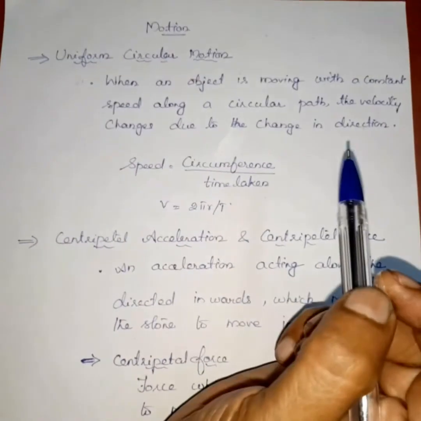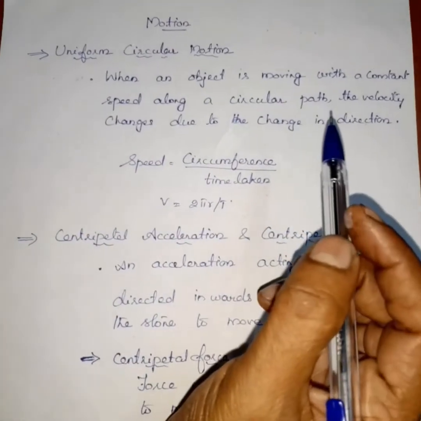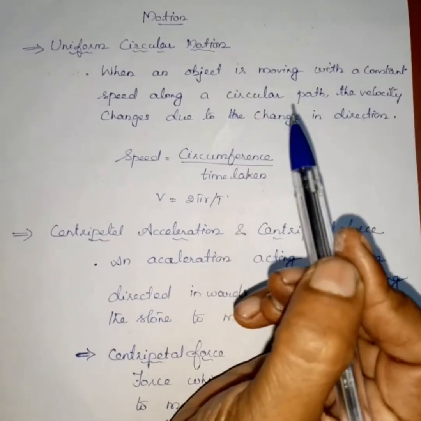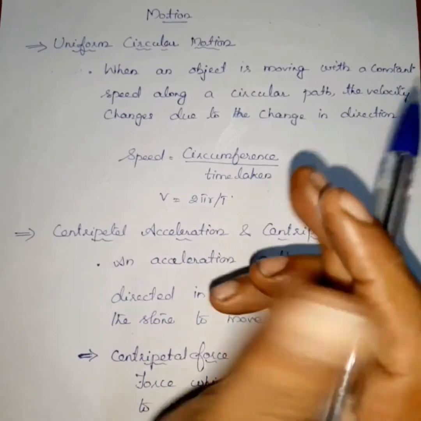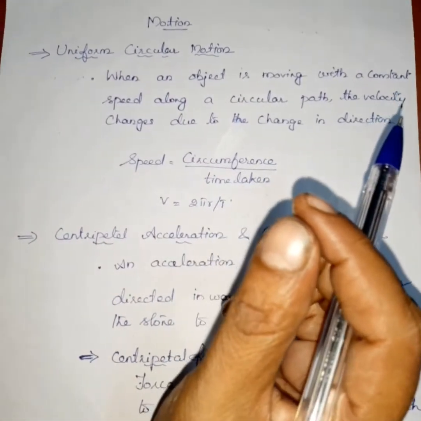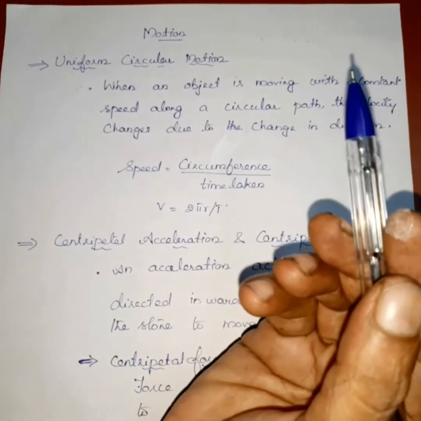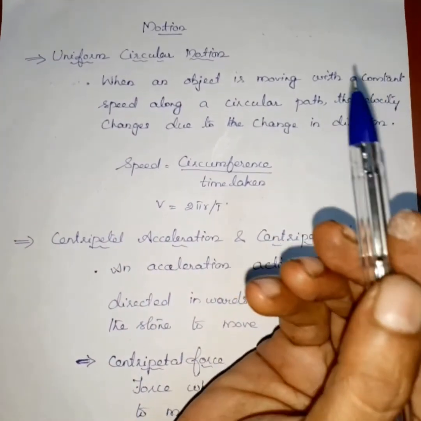First you take a thread. One end of the thread is tied to the stone. The other end you hold. Now you can rotate the stone. Now you observe the motion of the stone.